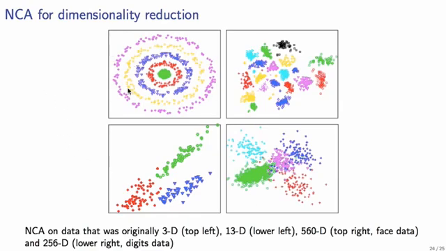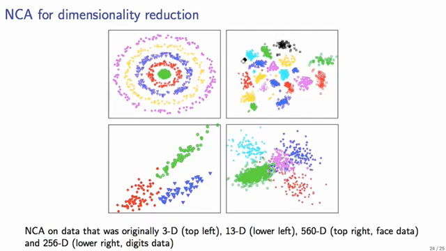On the top left, we used NCA on a dataset with 5 classes, and the original data was 3D and contained concentric rings in 2 dimensions. However, the third dimension was Gaussian noise of high variance. The data in the lower left was originally 13 dimensions, and this is a wine dataset where different wines are classified into 3 classes according to some attributes.